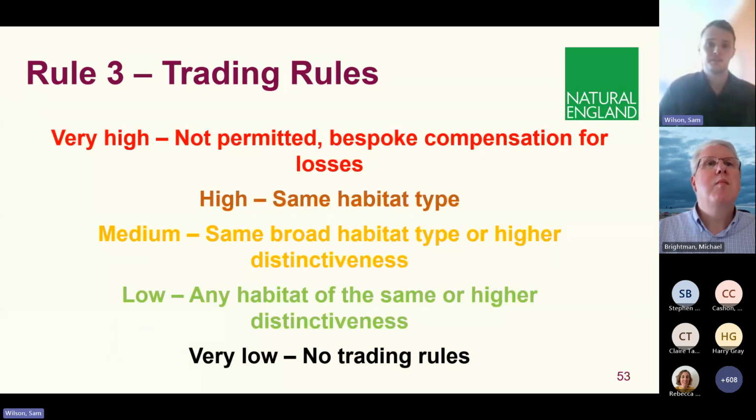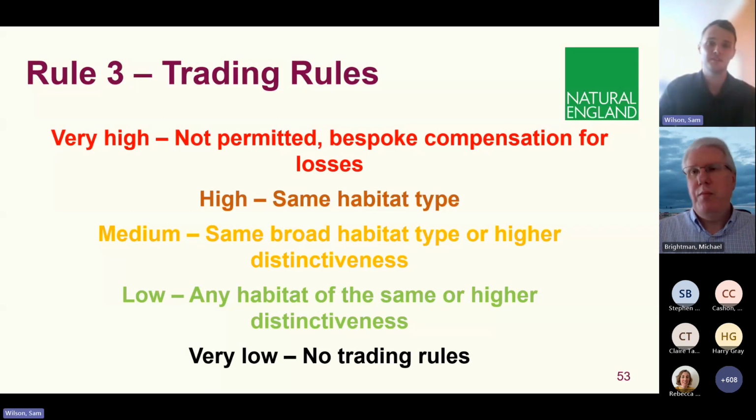The trading rules, this is them, and it sort of shows what you can do for each different distinctiveness band. So if you've got a very high distinctiveness habitat, you can't trade for that in the metric. So all you can do is show bespoke compensation for losses, and that has to be agreed with an LPA. For high distinctiveness habitats, you have to deliver the exact same habitat type that you lose. So if you lost a reed bed, you have to put a reed bed back.